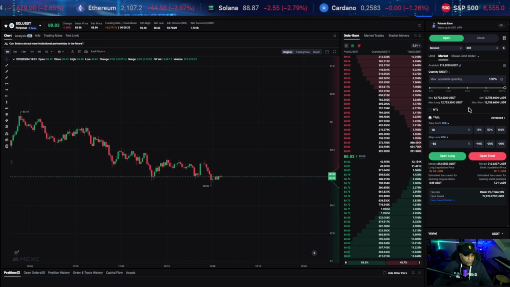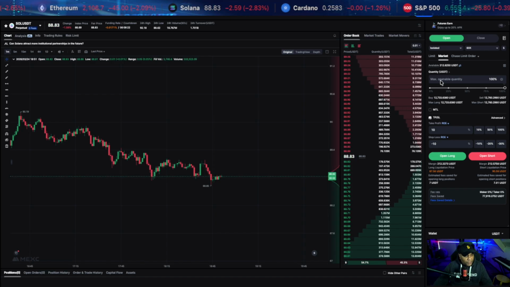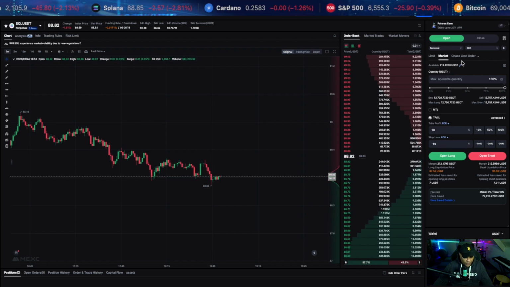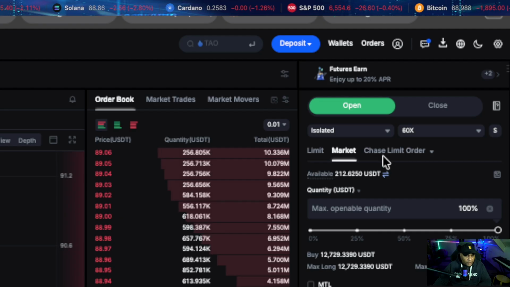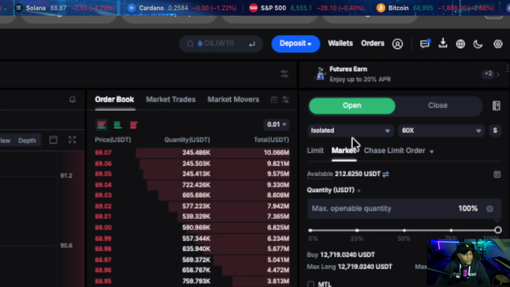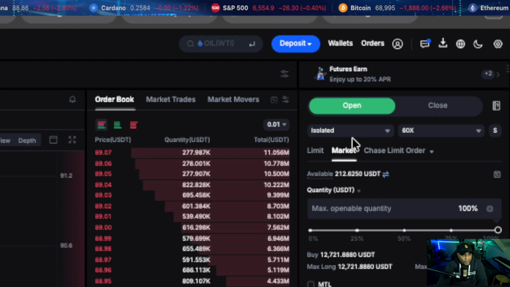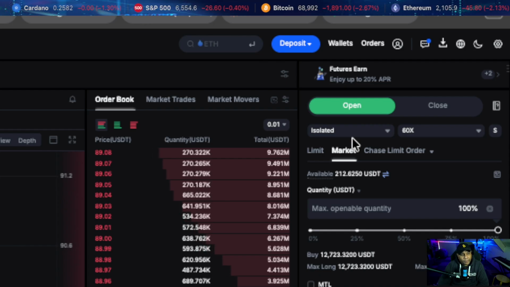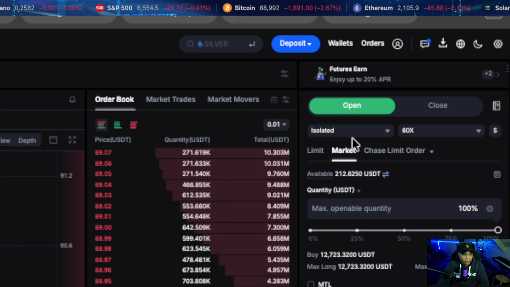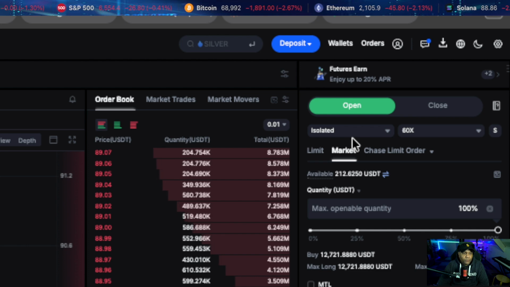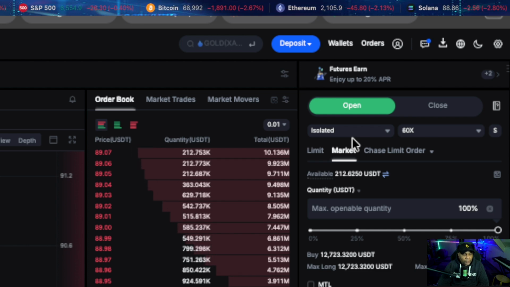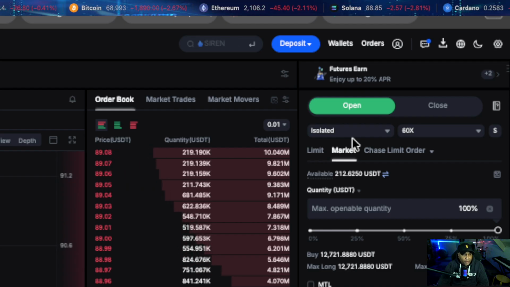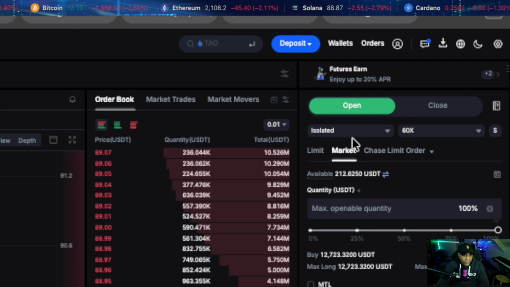If we go more to the right here, we have our settings for placing a trade. At the top here you have what is called isolated. Isolated means that you're only trading with the money that you have on your current account. You have 2 accounts on MEXC, a futures account and a spot account. When you set this to isolated, since I'm trading on the futures account, it means I'm only trading with the amount of money I have on my futures account.